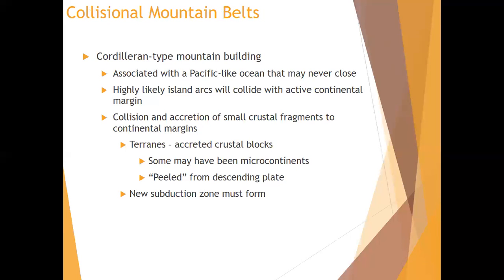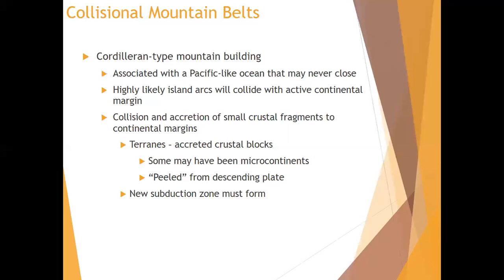You can also have Cordilleran type mountain building. This is associated with the Pacific Ocean as well. It says a Pacific-like ocean that may never close. From a geological perspective, the Pacific Ocean may never really close. It is very large, and while it is shrinking, it may never fully close. There are island arcs, though, that as it shrinks will collide with active continental margins.